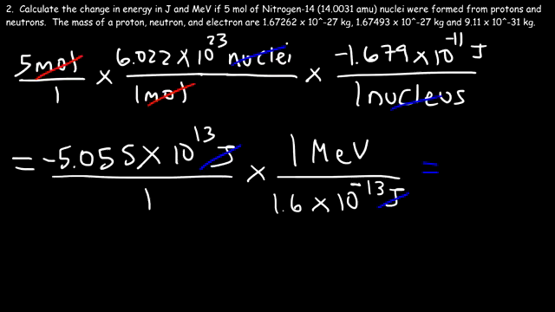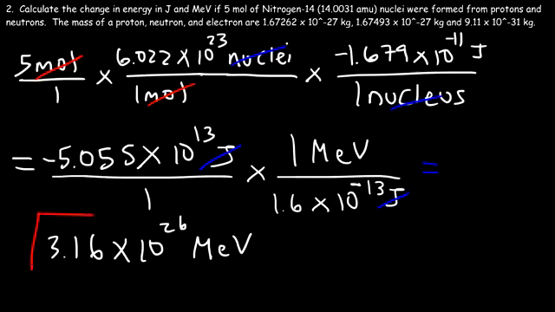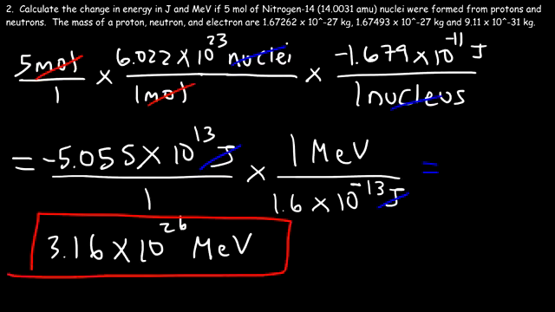And so the answer that you should get is going to be 3.16 times 10 to the 26 mega electron volts. So one little negative sign can change your answer drastically. So that's the answer that you should have.